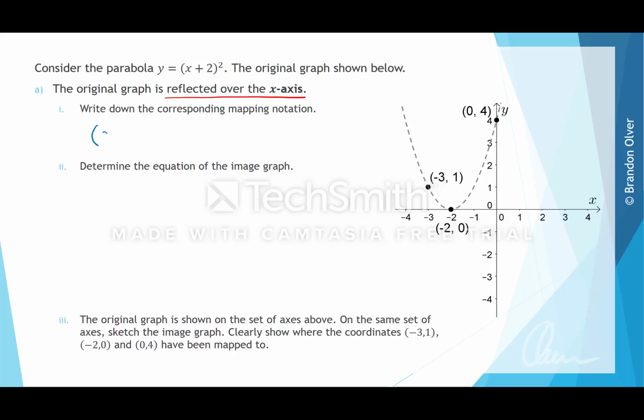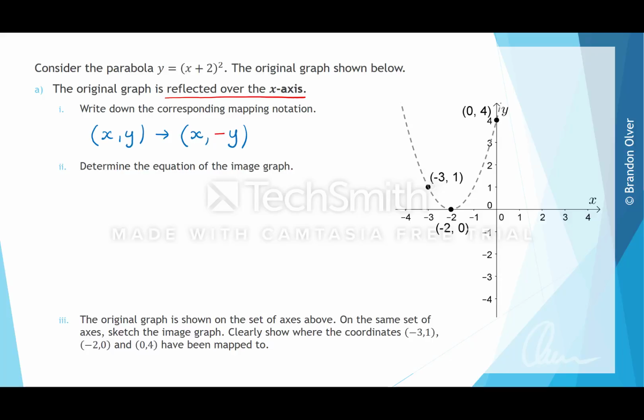For this transformation, we'll have (x, y) mapping to... if we reflect over the x-axis, our x values are unchanged, so we'll just have x, comma, and the reflection over the x-axis is equivalent to multiplying the y values by -1. So we'll have y mapping to -y.